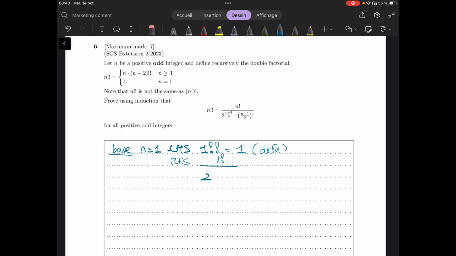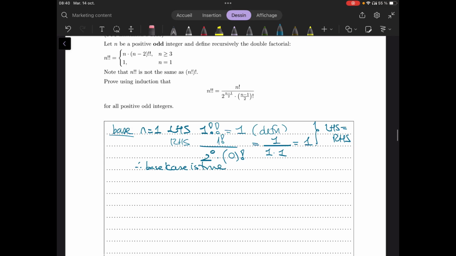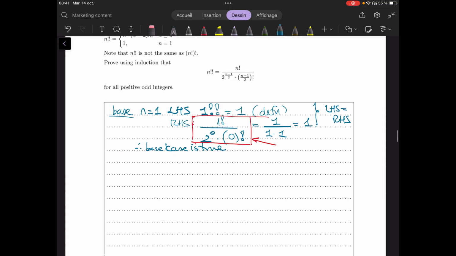Right-hand side, zero factorial is equal to 1. Therefore, the base case is true. You have to show your work explicitly, at a bare minimum, you have to mention this on your exam. Otherwise, you will not get the mark for the base case.